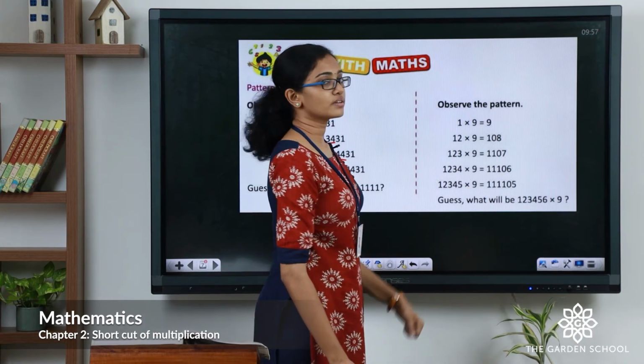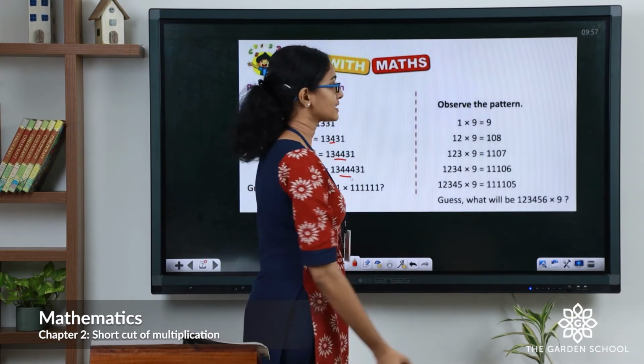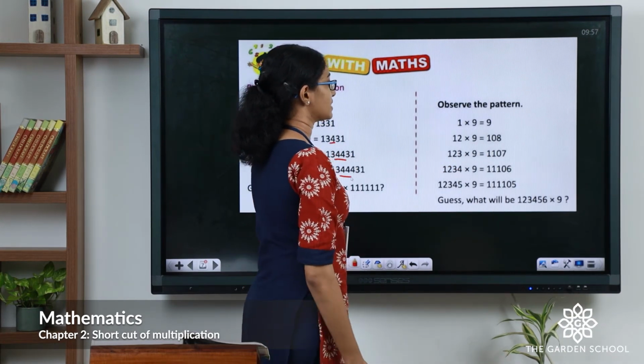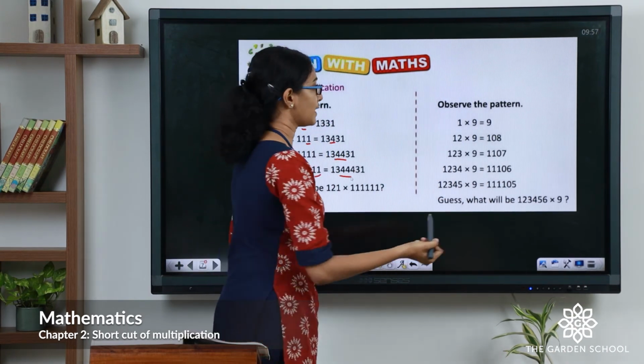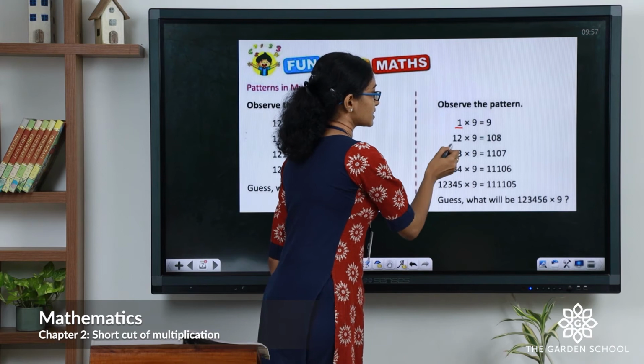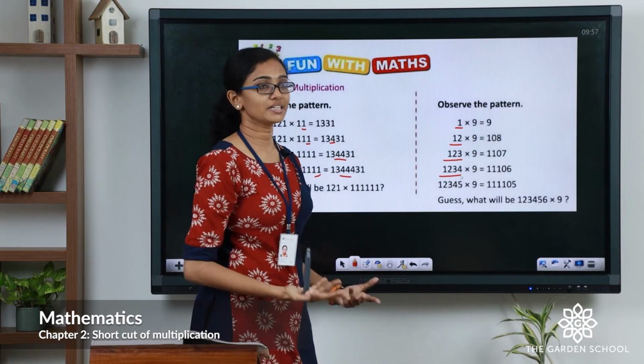Now, observe the pattern. Here, 1 into 9 equals 9. 12 into 9 equal to 108. 123 into 9 is equal to 1,107. See, here also we can see a pattern. Here it is 1, here it is 1, 2, here is 1, 2, 3, 1, 2, 3, 4. The numbers are building up.